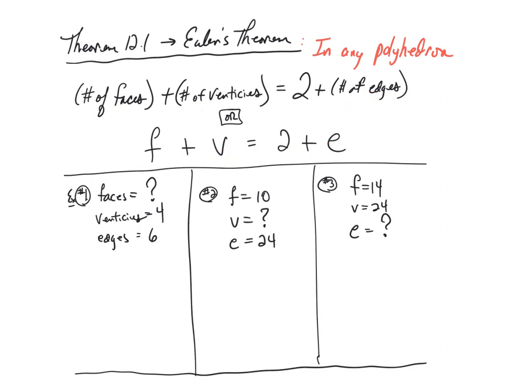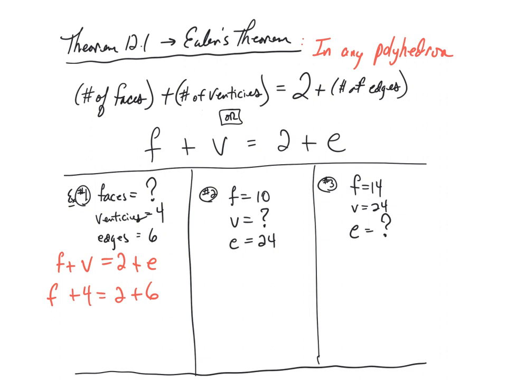So if I just simply give you some numerical problems and I say, well, if I tell you guys there's 4 vertices and 6 edges, can you tell me how many faces? Well, what I would expect you to do is just simply take the equation, F plus V equals 2 plus E, and replace what values you know. Here I know the number of vertices is 4, and the number of edges is 6.